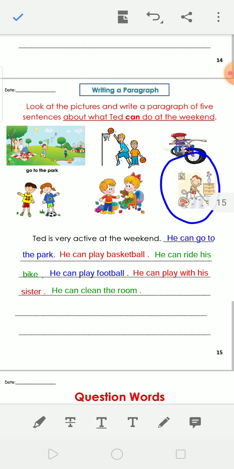Let's read our paragraph again. Ted is very active at the weekend. He can go to the park. He can play basketball. He can ride his bike. He can play football. He can play with his sister. He can clean the room.